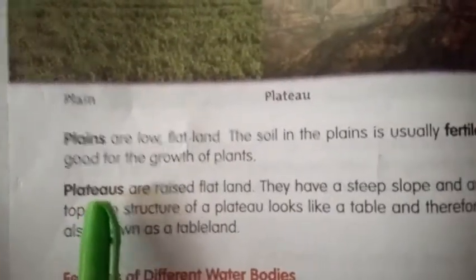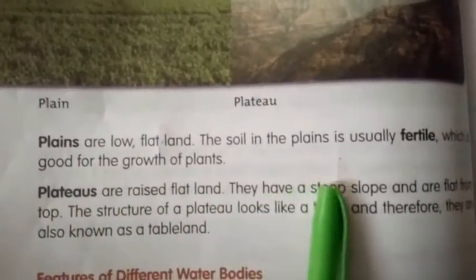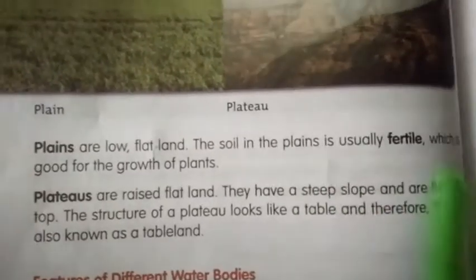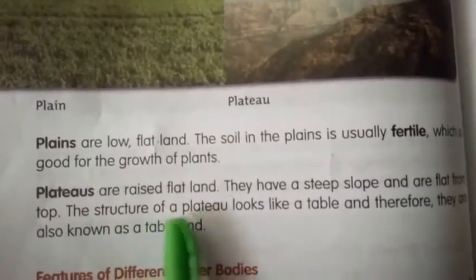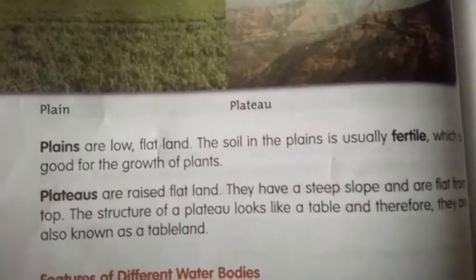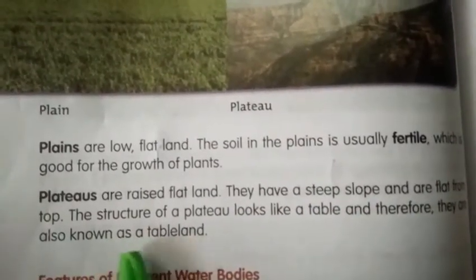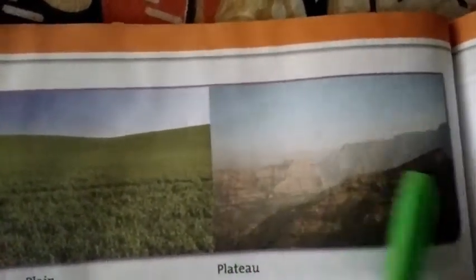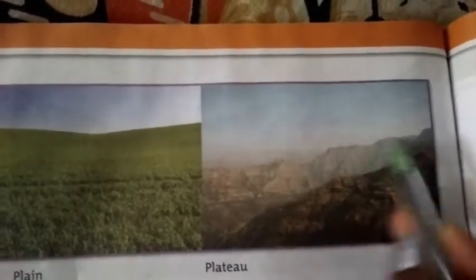Plateaus are raised flat land. They have a steep slope and are flat from the top. The structure of a plateau looks like a table, and therefore it is also known as a tableland. See children, this is the plateau. You can see how flat it is, and it has a steep slope and is flat at the top. It looks like a table, like this, and it is also called tableland.